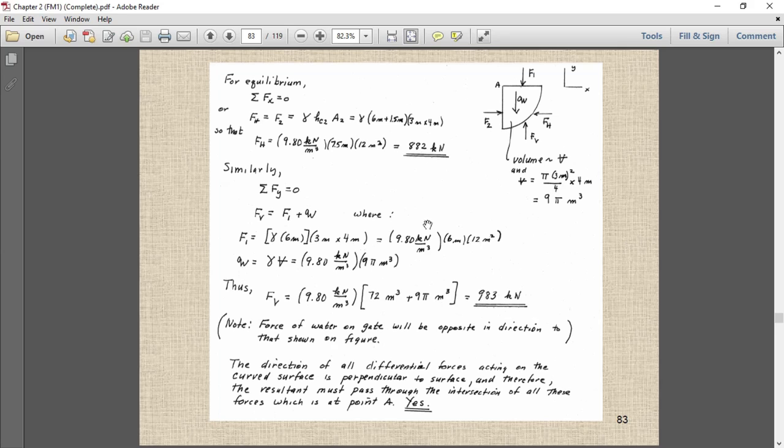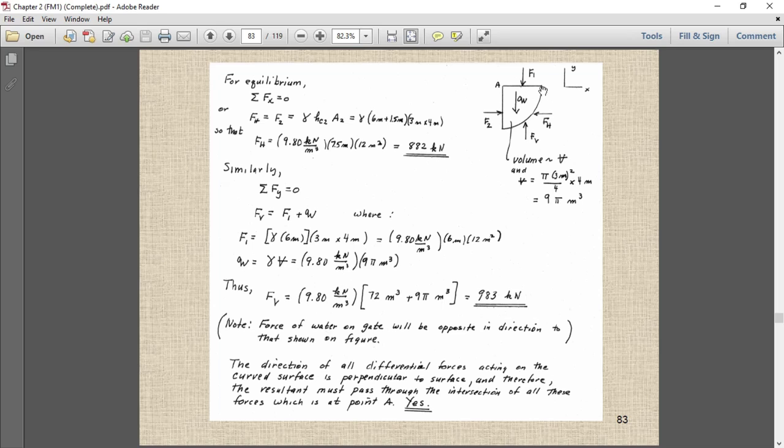Now W, the weight of the fluid. What is the weight of the fluid? This is the volume we will consider, the volume of the fluid which is acting on the curved surface. Weight is equal to weight density into volume. The weight density of water, if the fluid is water, is 9.81 kilonewton per meter cube.